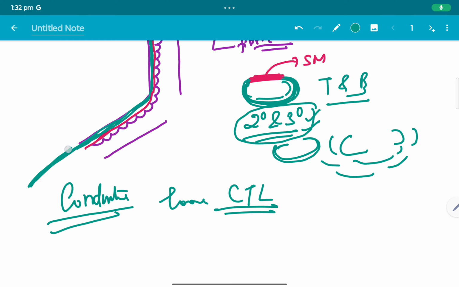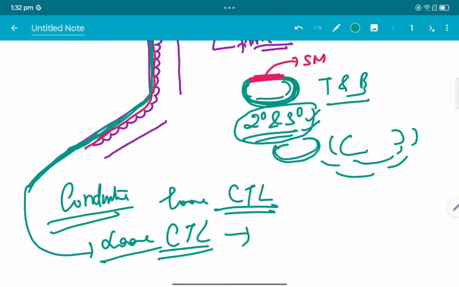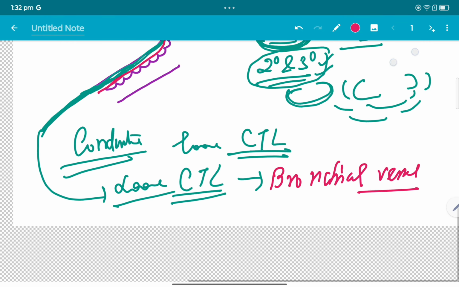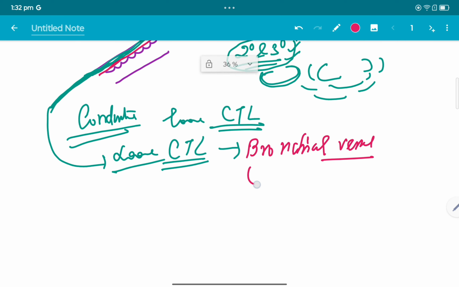So what is the significance of this outer loose connective tissue layer? The bronchial vessels, which are a part of systemic circulation, run in this loose connective tissue layer.